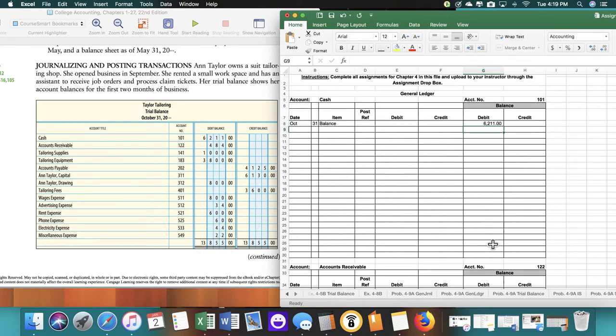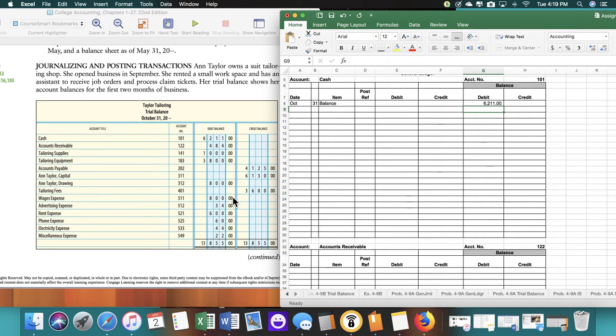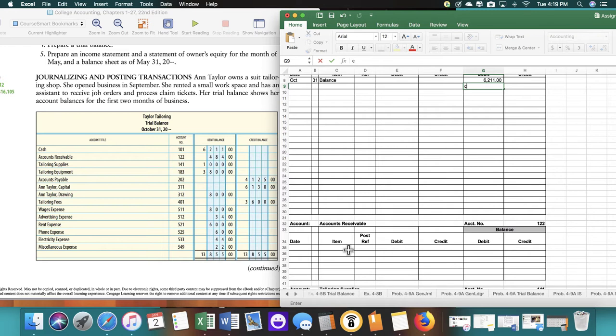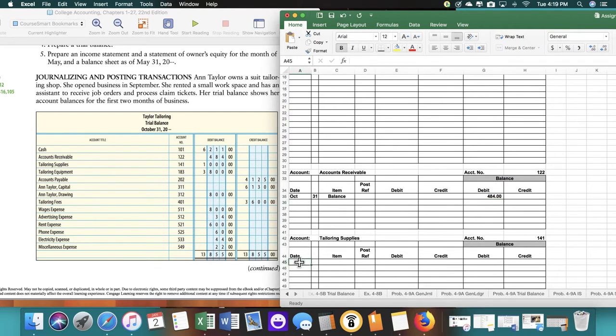6211. What I've already done is I've taken the information from the trial balance where it lists the accounts and the account numbers. I've already entered it into the general ledger to make life a little easier and to make things go a little quicker. Then we're just going to keep repeating the process. This part is pretty straightforward. So I'm going to pause the recording and finish entering these amounts in.